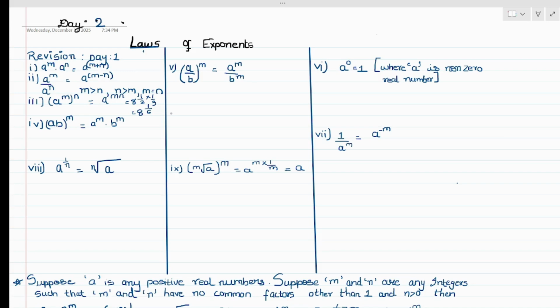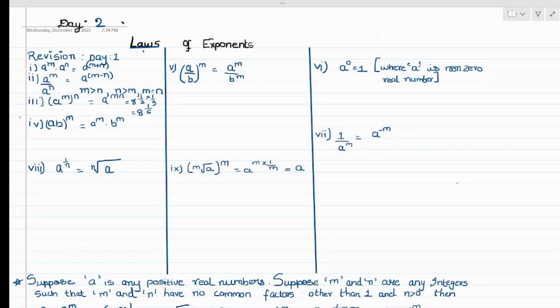Moving ahead to the fourth law, which says (a times b) the whole raised to m, where you can see that my bases are different. It's different from all the three cases we studied earlier. In this case, my bases a and b are different and my exponent is equal. So for this case, the law says my exponent m will be given to them individually.